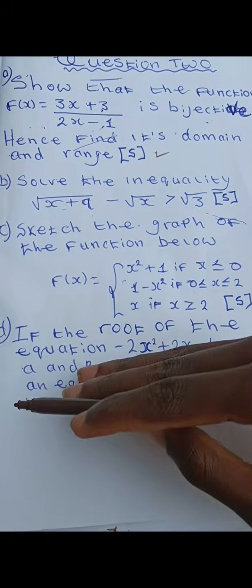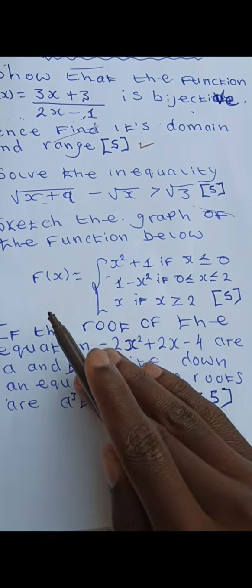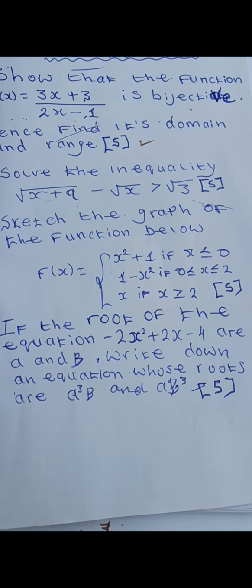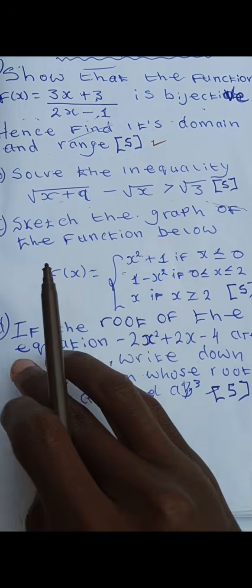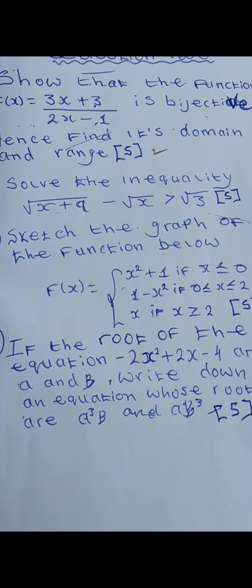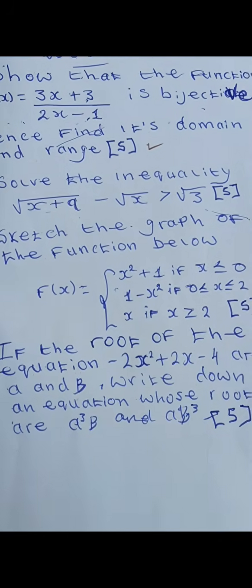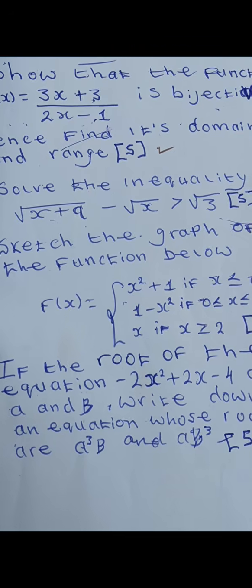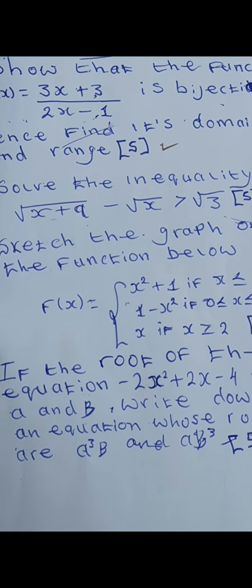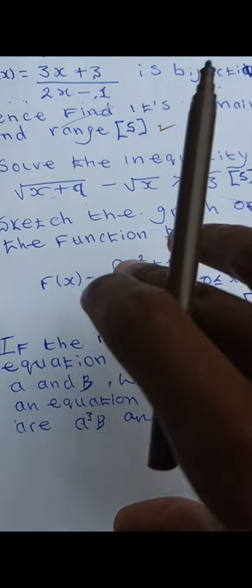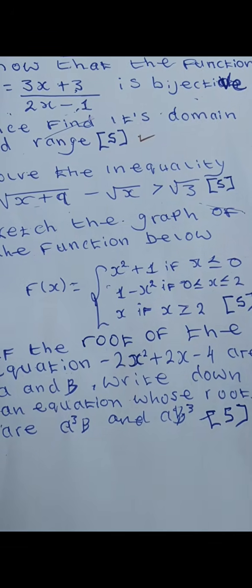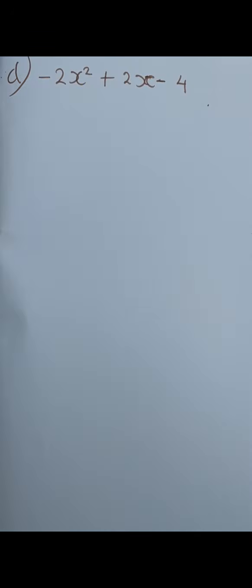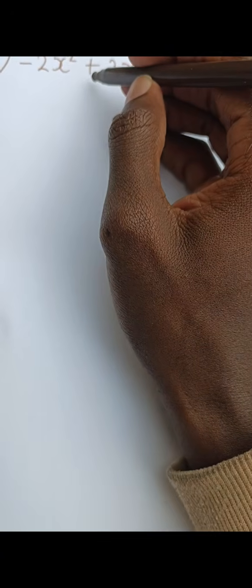Right, so for D, we're saying that if the roots of this equation are alpha and beta, write an equation whose roots are these. I think this is just a walkover. So if you are using the app, go under functions and look for the video titled roots of quadratic equations. That's where you find alpha and beta. That's where I taught them, and I also exposed you to a lot of questions which they can bring. So make sure that you watch that video.